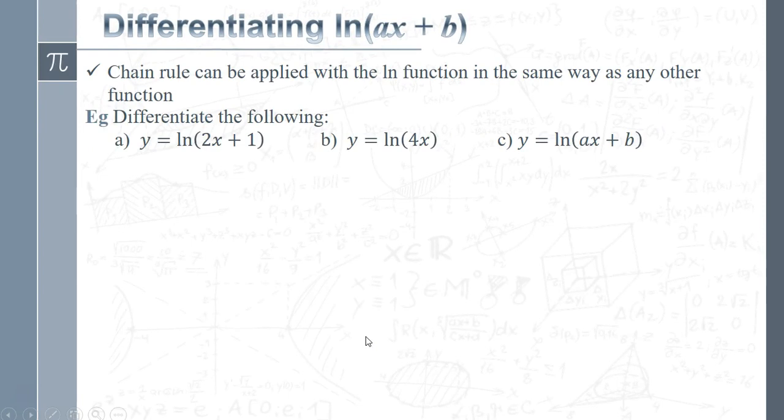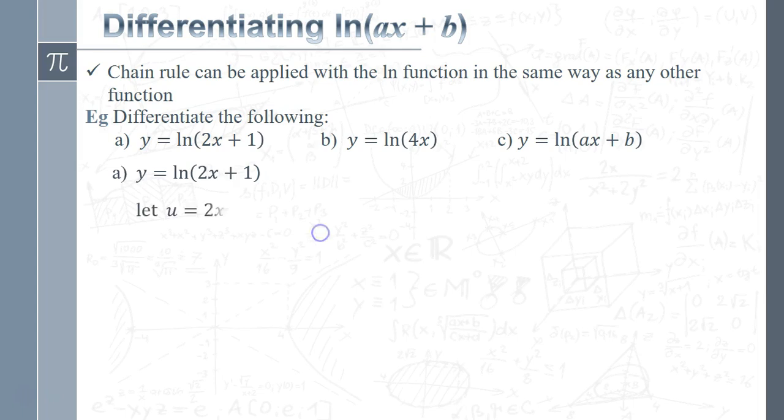So let's have a look at how we do some differentiating of logs. For these particular ones, I've just stuck to linear ones. And again, it's this idea of function within a function. We've got a linear function, ax plus b, sitting inside a ln function. So chain rule is always going to be useful for functions sitting within functions. So here we go, y equals ln(2x plus 1). Now we know our basic result for differentiating a ln function is 1 over x, but let's have a look at what's going to happen.